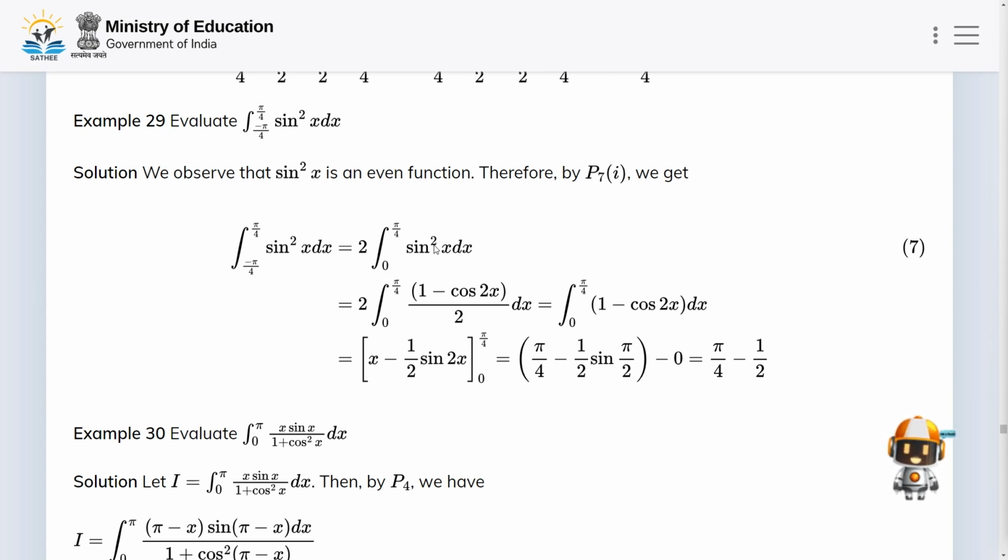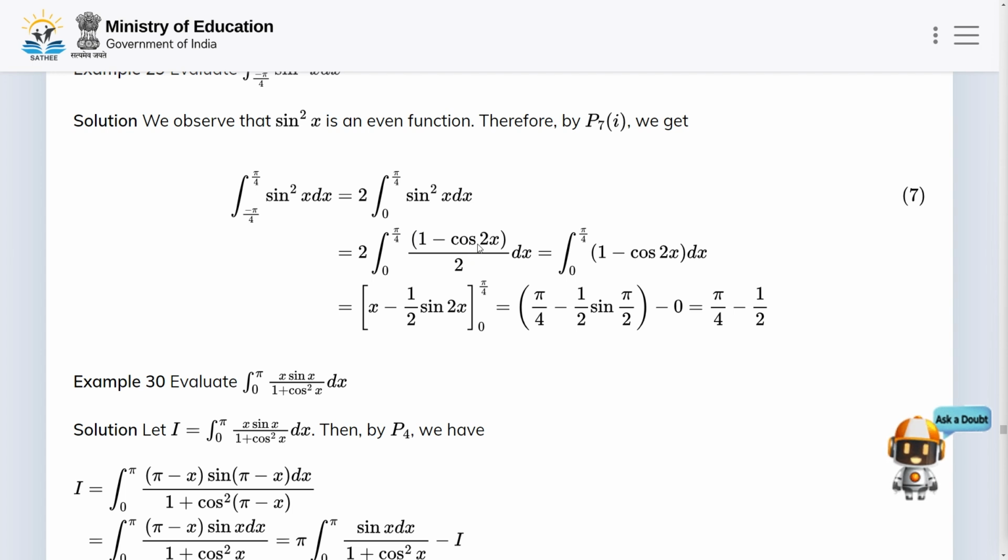Now sine square x can be rewritten as (1 minus cos 2x) by 2. This 2 will cancel this 2. You will have the definite integral from 0 to pi by 4 of (1 minus cos 2x) dx. This integration is just x minus sine 2x by 2, as you can see. Now put the limits. Using the second fundamental theorem, you will get pi by 4 minus half of sine pi by 2, minus 0. You will get your answer as pi by 4 minus half.